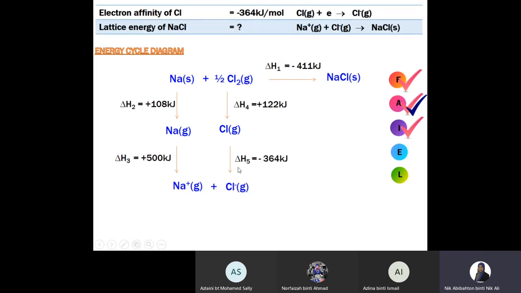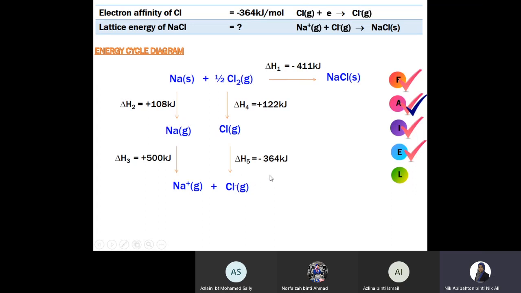Then proceed with the electron affinity. E, electron affinity. So electron affinity, chlorine gas produces Cl minus gas. The value of enthalpy according to the question given, negative 364 kilojoule.